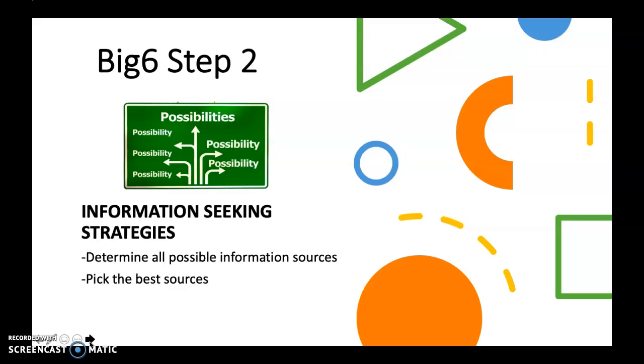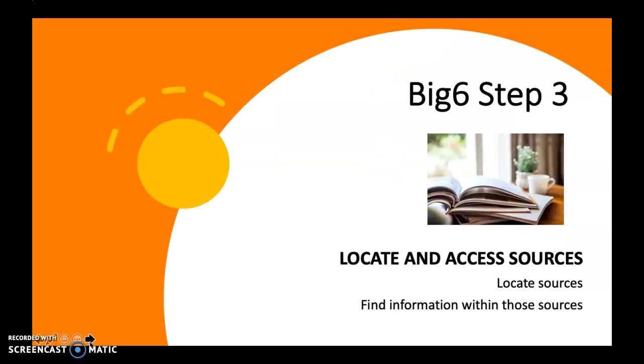Step 2 is using information seeking strategies. You want to think about all the possible information sources you could use and then pick the best ones, because there are a lot of possibilities. So you might come up with electronic sources, book sources. They might be more general or very specific. It might be human resources, as in people that you would talk to. So you think of all the possibilities and narrow it to your best options.